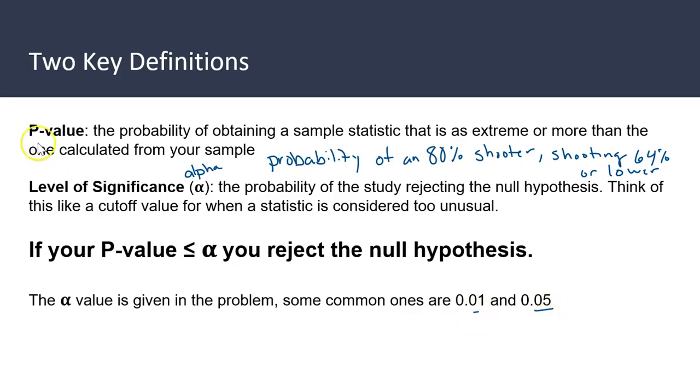If our p-value, the probability of this happening, is lower than whatever the study sets as the alpha level, we reject the null hypothesis. In this case, we would say Coach Rivers is not really an 80% shooter because it's too unlikely that he shoots 64% or lower.